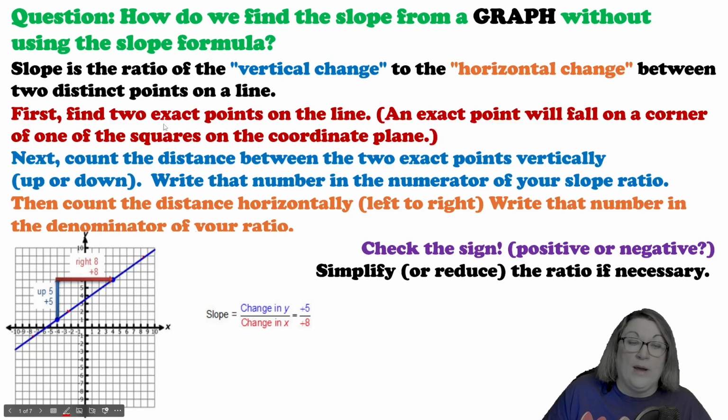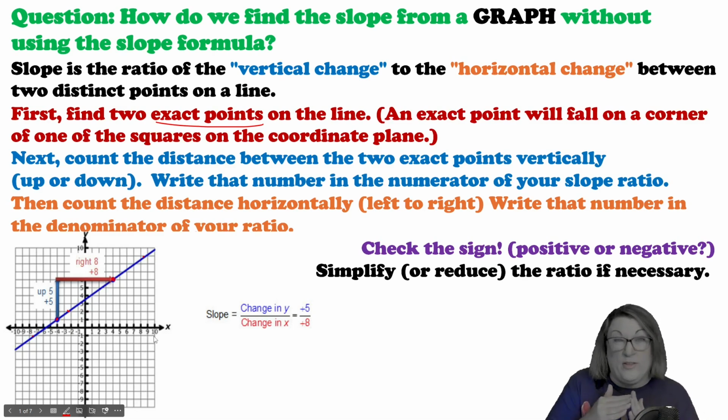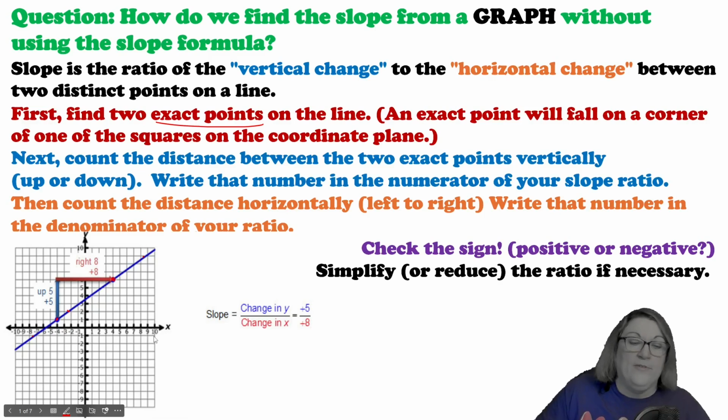But exact points are points that don't just fall on your line. They also fall on a corner of one of the grid squares. So if you notice, this point that they chose here and this point that they chose here to calculate their slope from, it doesn't just fall on the line, it also is on the corner of a square. So that's what we mean by exact points. We need to make sure they're exact so that we have whole numbers to work with. Otherwise, you're going to be estimating or approximating the value of that point with fractional points. So that's why we need to make sure it's at the corner of one of those squares, at an intersection of the graph, so that we can have an exact point.